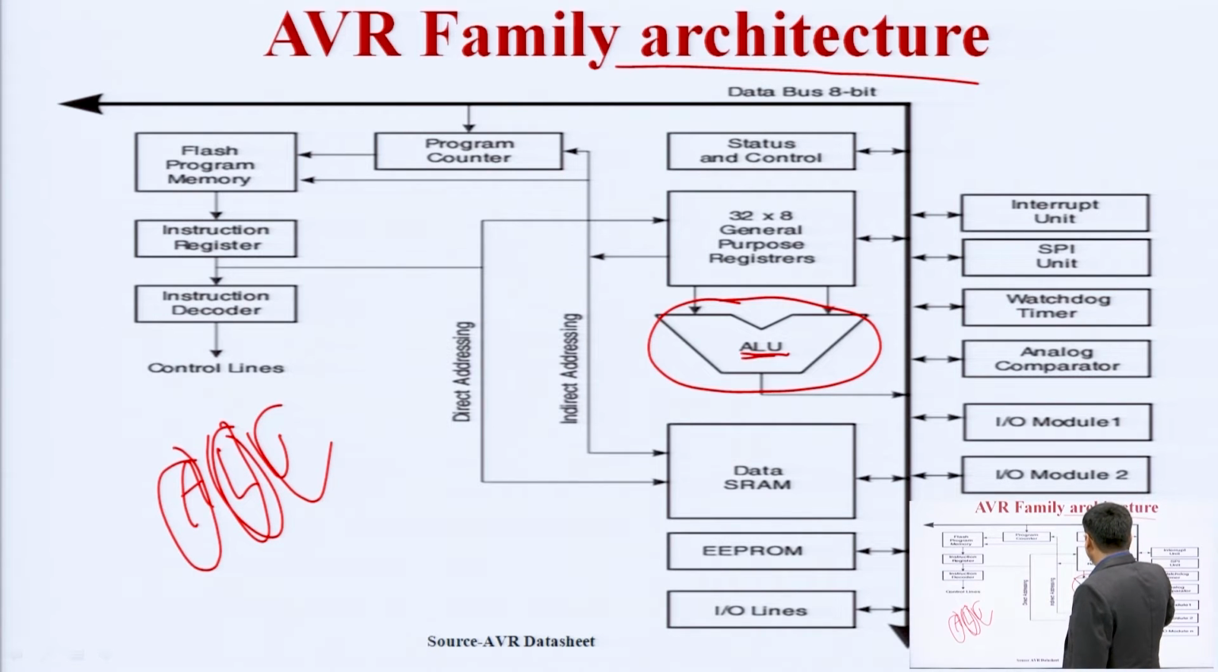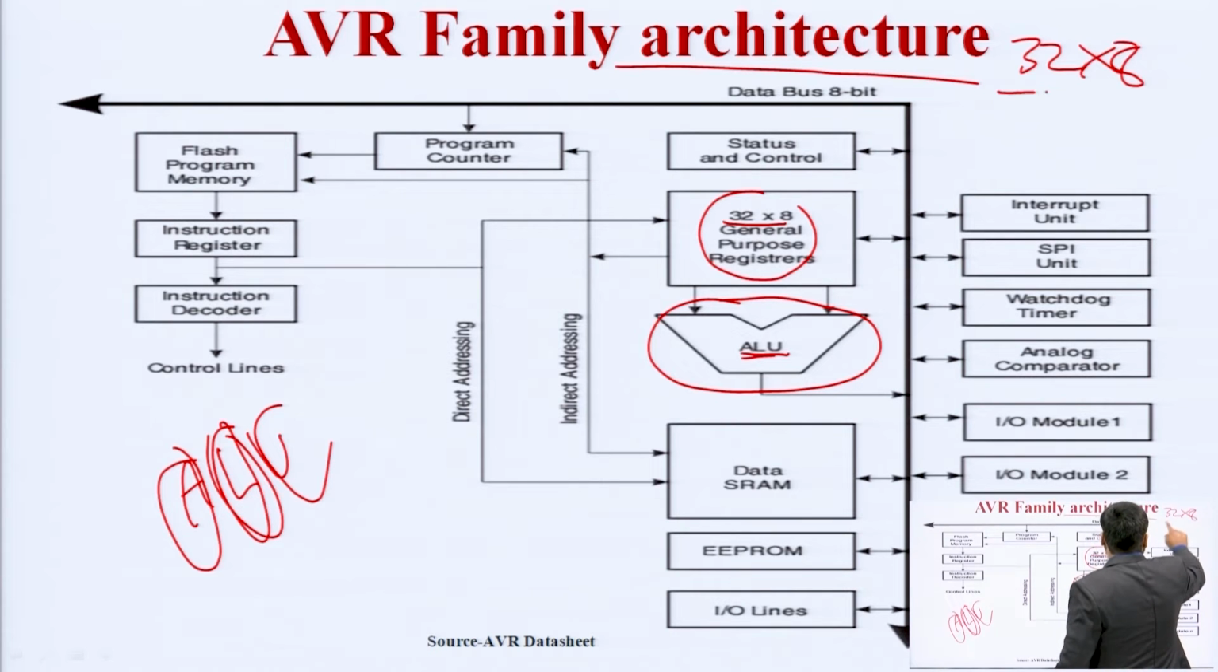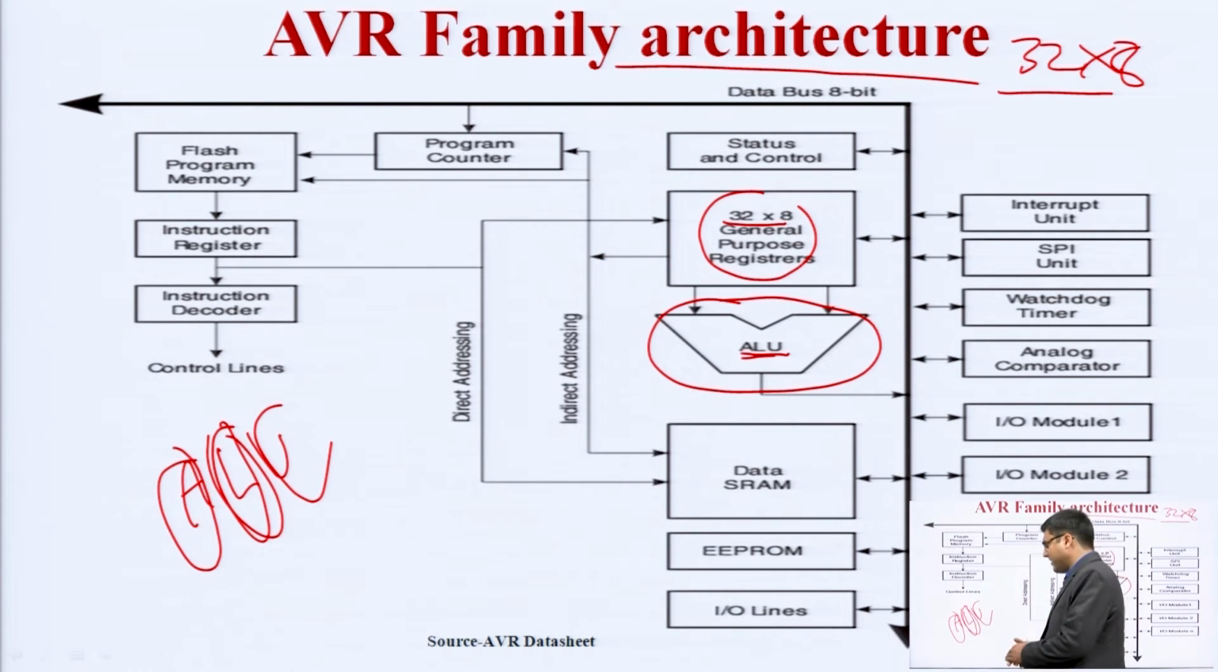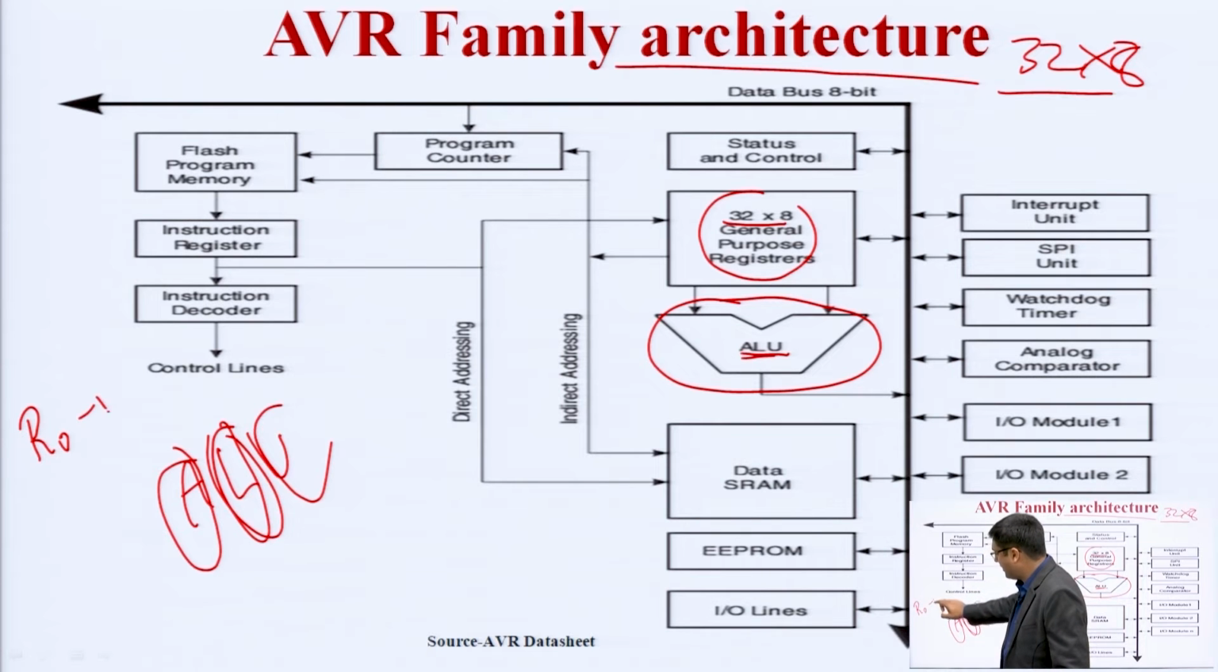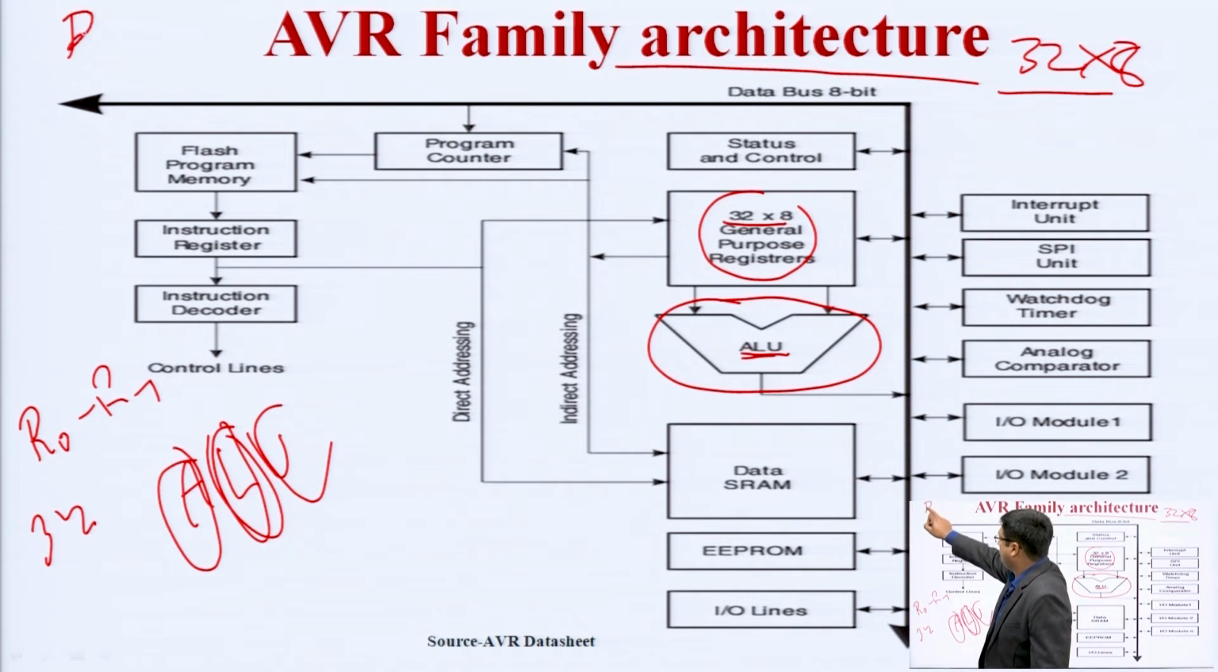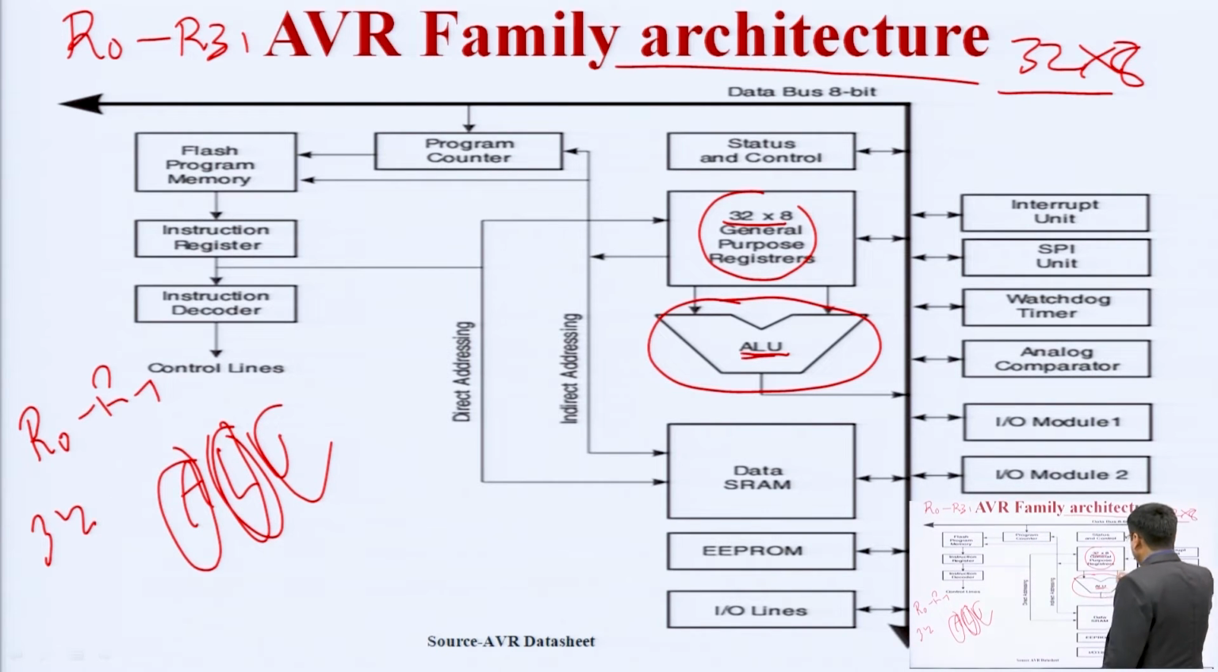The data provided to the ALU is by the general purpose registers. It has 32 into 8 general purpose registers. In the 8051 microcontroller, we have seen that there are 8 general purpose registers, from R0 to R7. But in the AVR microcontroller, there are 32 general purpose registers, from R0 to R31. Total count is 32. Okay. So the data provided to the ALU is through the 32 into 8 general purpose registers.